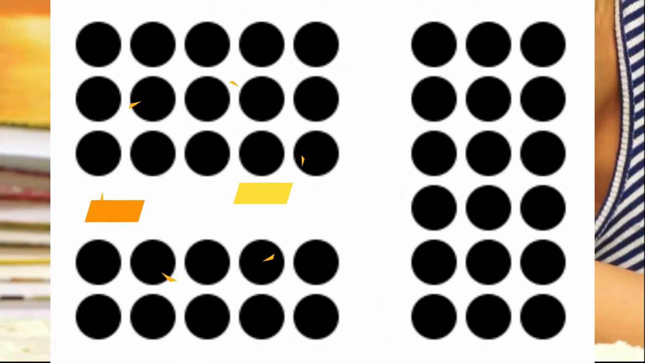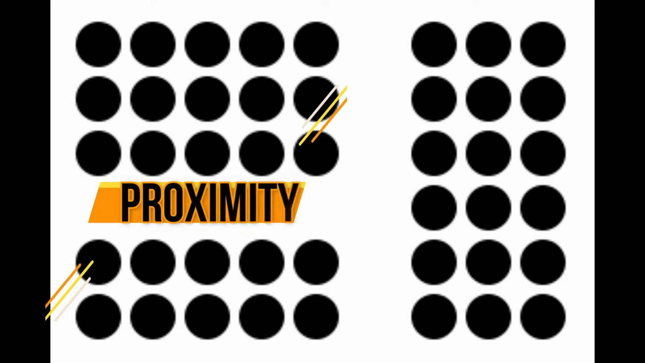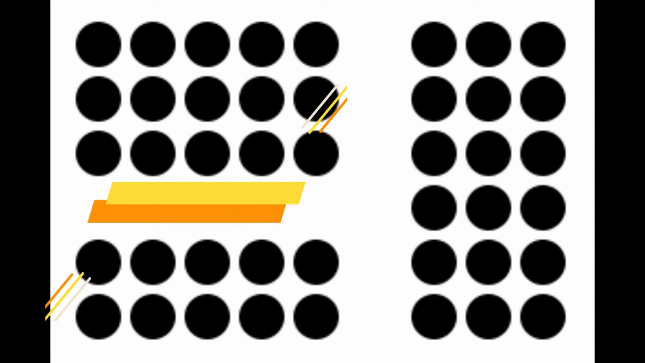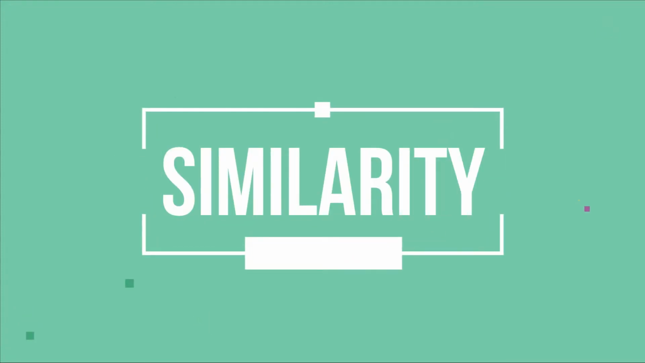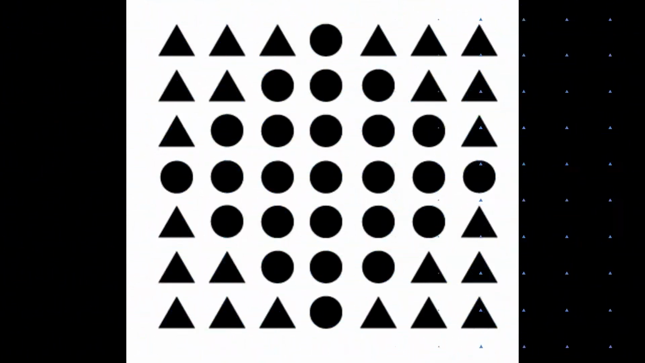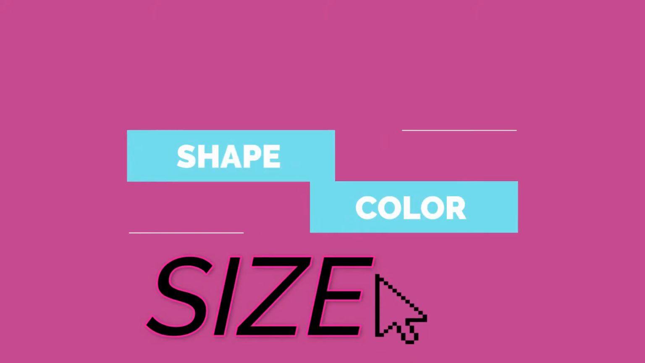First on our list is proximity. The principle of proximity states that objects that are close together appear to be more related. The opposite is also true, of course. By putting space between elements, you can add separation even when their characteristics are similar. Next is similarity. It is human nature to group things which look alike. In Gestalt, similar elements are visually grouped regardless of their proximity to each other. They can be grouped by shape, color, or size.